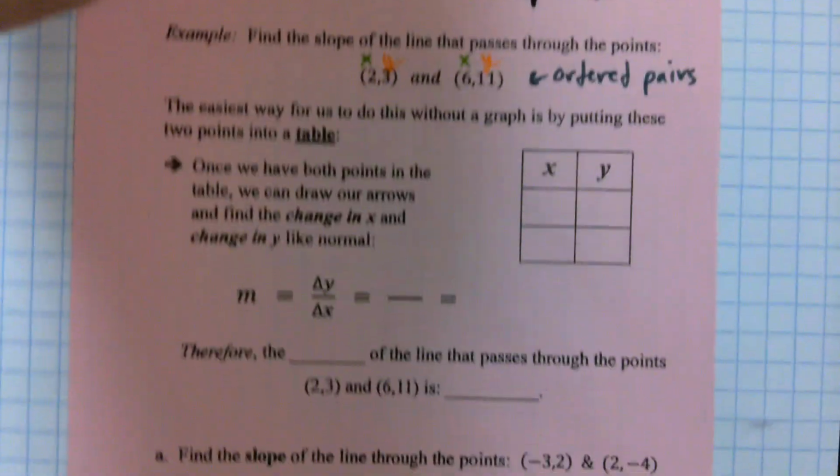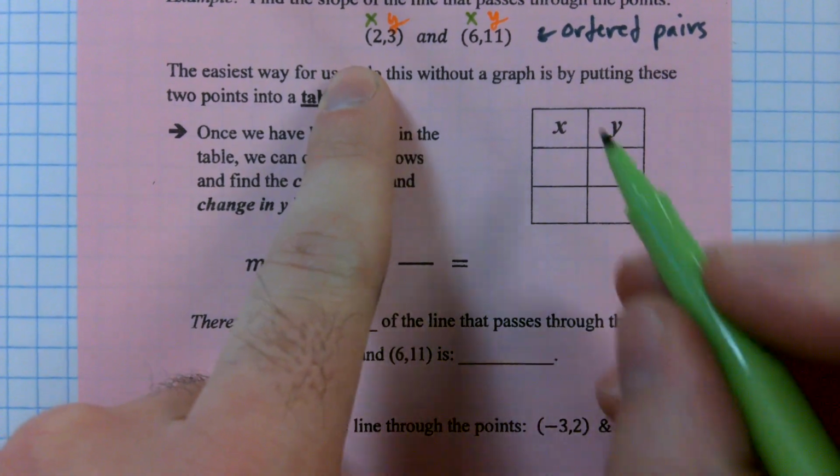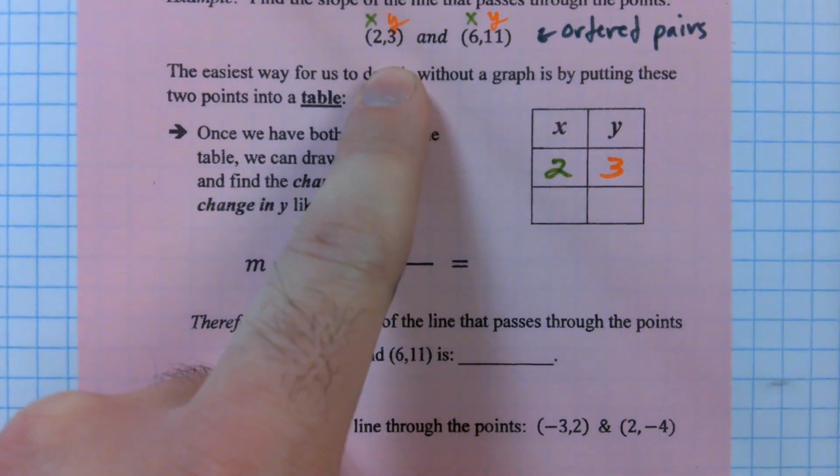So this first point, 2, 3, again, my x is 2, my y is 3.